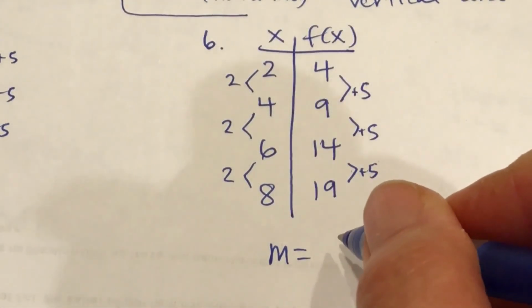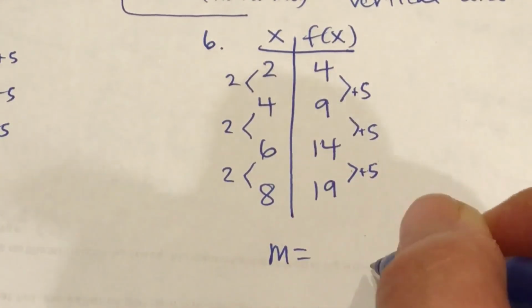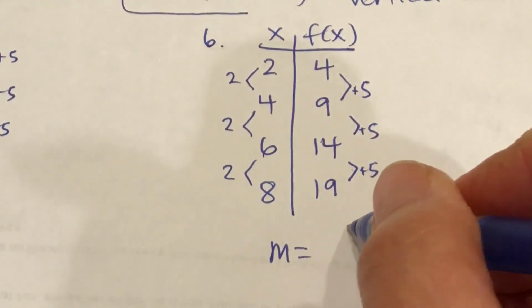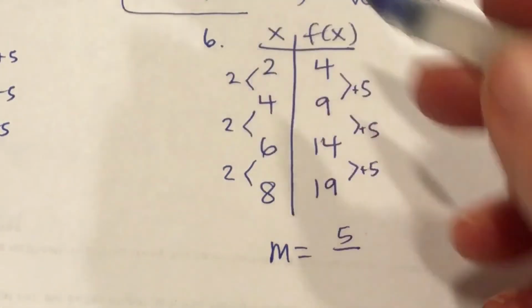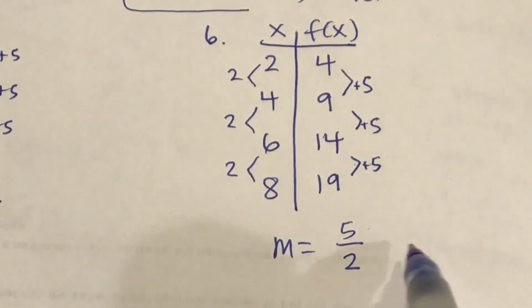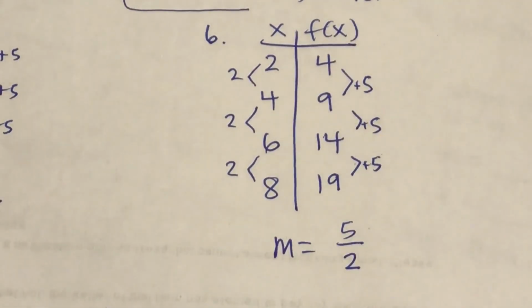So remember, it's the change in y over the change in x or the rise over the run. This is going to give you the rise, so this is going to be 5, and then this is going to give you the run, which is 2. So the slope for this one is 5 over 2. Okay? All right, so that was a quick review. Look at that. In 9 minutes, we just reviewed everything we know about slope.